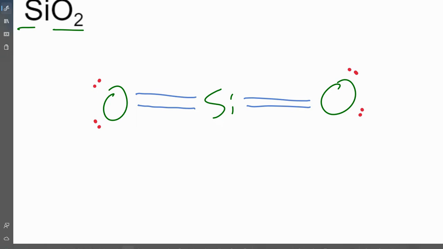Now, last thing, right, check to make sure it has 8. So there's 2, 4, 6, and 8, right? Because each bond is worth 2, but there's 2 bonds around it. Silicon, 2, 4, 6, and 8, because each bond is worth 2. Oxygen, 2 and 4, then 6 and 8. Okay, so all of them have 8 around them. Good, that's what we need.